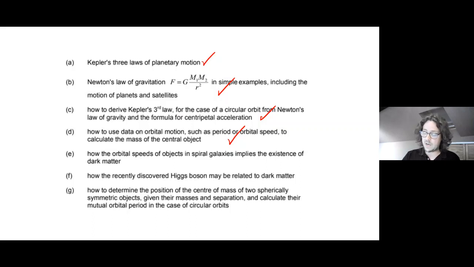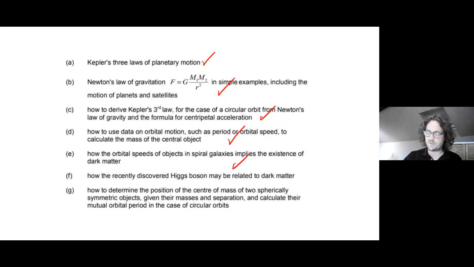We've looked at how orbital speeds of objects in spiral galaxies imply the existence of dark matter. The notion that the speed of those stars towards the outer part of a galaxy is far, far too high. Our theory is predicting a low value based on the mass that we are estimating, but what we're actually getting is a far, far higher velocity, and therefore our conclusion is that there must be some unaccounted mass that we are just not detecting, which we call dark matter.